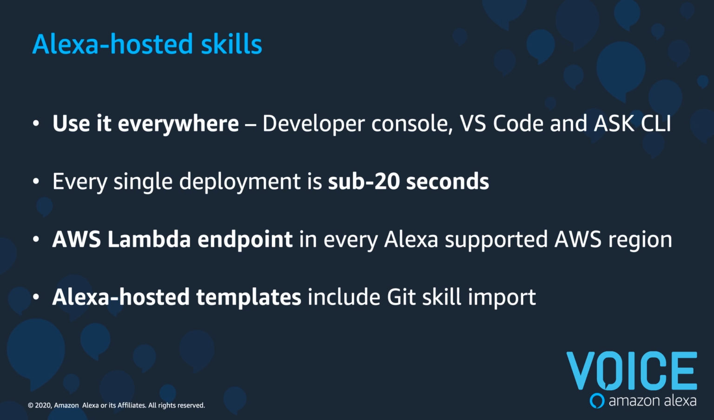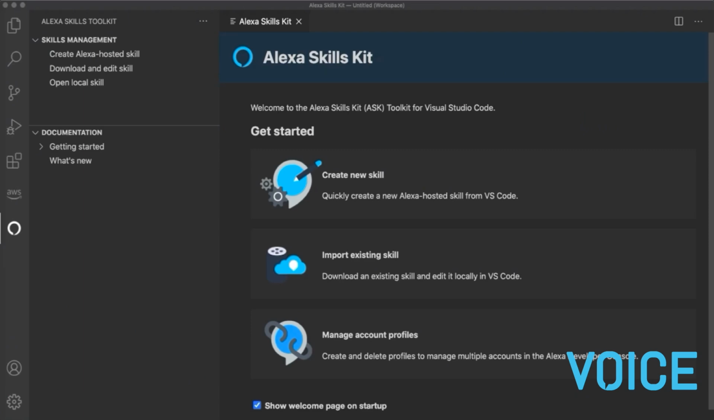So let's create one with the toolkit. As you can see on the screen, when we click on the Alexa button on the activity bar on the left, we have access to a dedicated workspace. I have options to create skills, to import them, and to manage developer profiles. And once we create a skill, you'll see a whole set of extra options. I'm going to go ahead and click on Create New Skill.